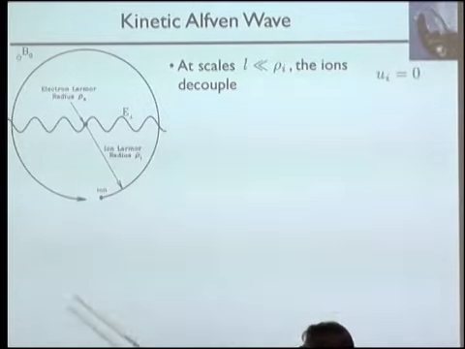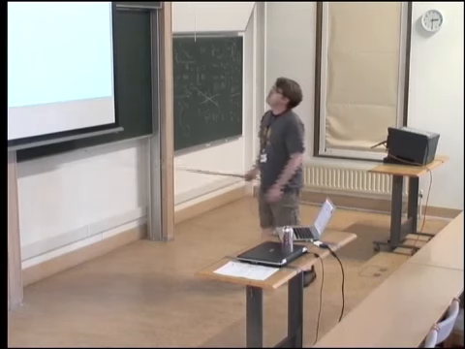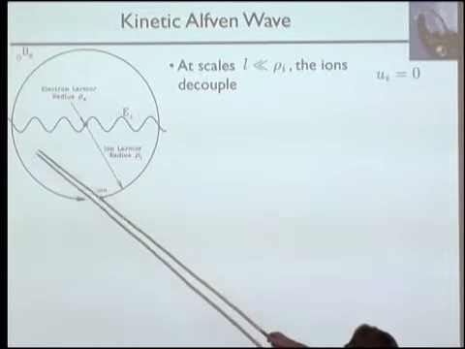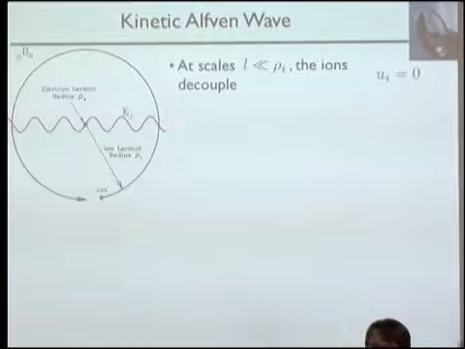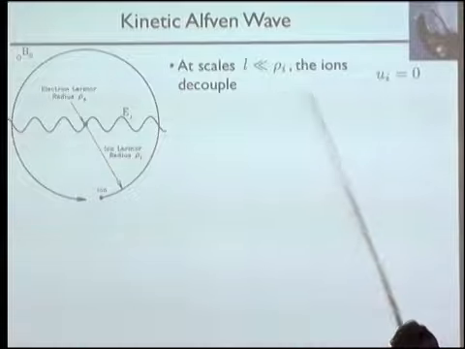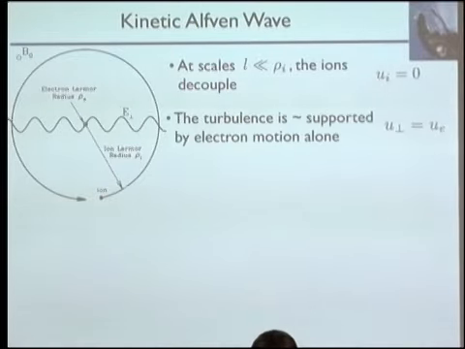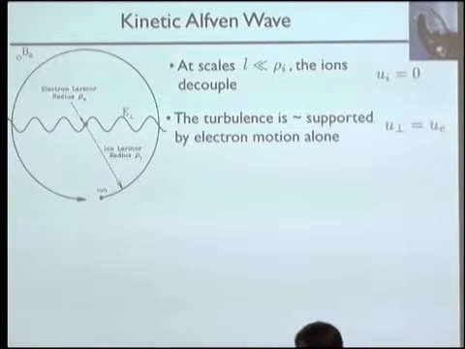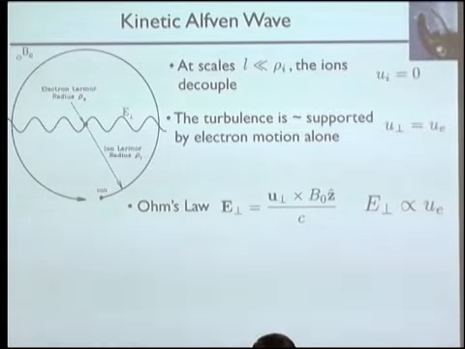So the ion gyroradius is now large compared to the wavelength of the kinetic Alfvén wave. And basically, the ions are averaging over the phase, they're hitting the amplitude of the wave at random phases because the waves are moving along and the ion gyroradius is large. So the ions decouple entirely from the wave, and we get no flow from the ions. Instead, the turbulence is basically supported by the electron motion alone. And so the perpendicular flows are going to be associated with the electron flows. And that will have implications.